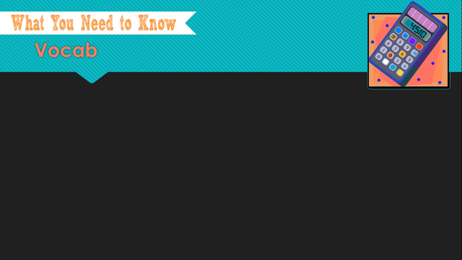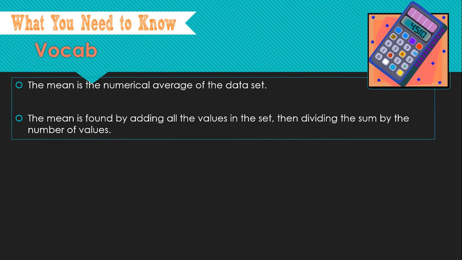We have some vocab that we're going to take a look at. The first is around the idea of the mean, and the mean is the numerical average of the data set. The mean is found by adding all of the values in the set, and then we divide by the number of values. Let me say that one more time. The mean is found by adding all of the values in the set, and then we divide that sum, the answer we got, by the number of values.